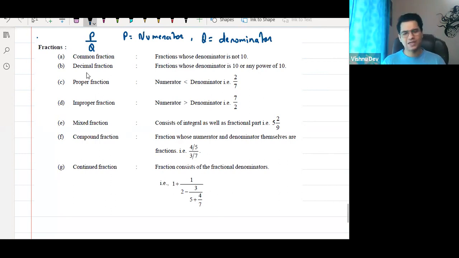Let us talk about different types of fractions. First is the common fraction. Any fraction whose numerator and denominator is not 10 is your common fraction. For example, 2/3, 4/5, all are common fractions.